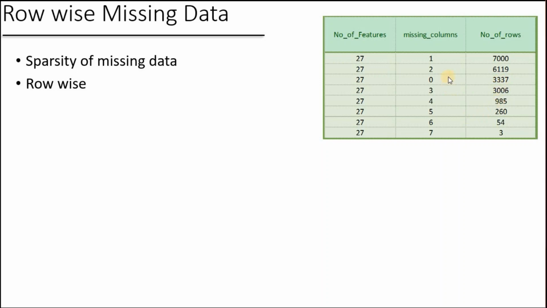And for example, if we look at these two, there are 54 rows where 6 of the features out of the 27 have missing values, and these 3 rows have 7 of the features missing.